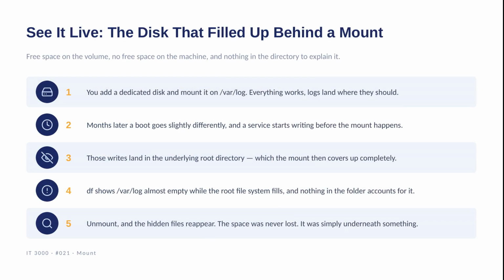That lookup redirection has a consequence people usually meet the hard way. Picture this. You add a dedicated disk for /var/log, mount it, and life is good. Months pass, a reboot goes a little differently, and some service writes log files before the mount runs. Those writes land in the plain /var/log directory on the root file system, and then the mount drops on top and hides them. Now df shows /var/log almost empty while your root partition mysteriously fills up, and ls in the folder shows nothing to blame. Unmount the disk and the phantom files reappear. The space was never lost. It was simply underneath something.